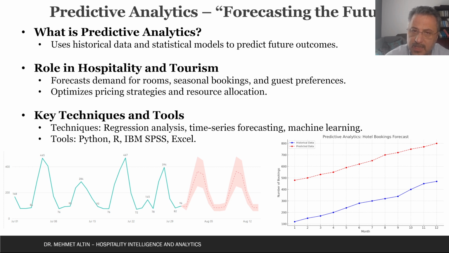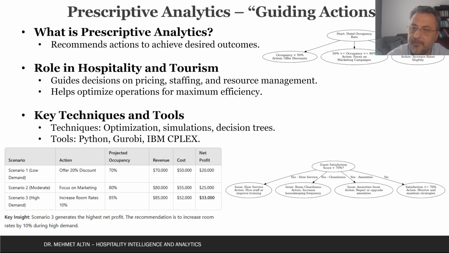There are once again many different techniques, but some examples are regression analysis, right? So that's to predict outcomes based on variables like booking trends. Time series forecasting to analyze historical data for future projections. And more advanced machine learning for advanced modeling with large data sets. Common tools used for this kind of analysis are Python, R, SPSS, and even Excel for basic forecasting.